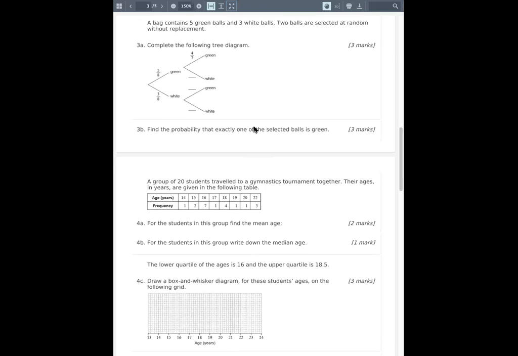A bag contains 3 green balls and 3 white balls. 2 balls are selected at random without replacement. Complete the following tree diagram.